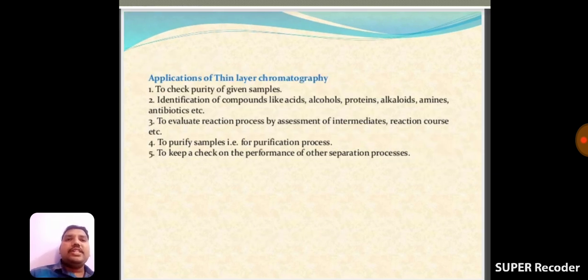Next, let's see the applications of thin layer chromatography. To check the purity of given samples. Next, identification of compounds like acids, alcohols, proteins, alkaloids, amines, and antibiotics. Next, to evaluate the reaction process by assessment of intermediates, reaction course, etc. To purify samples, that is for the purification process. To keep a check on the performance of other separation processes.